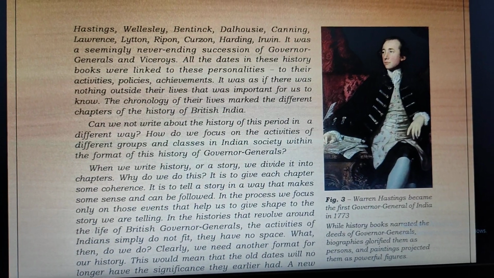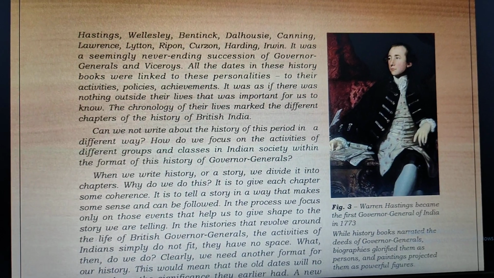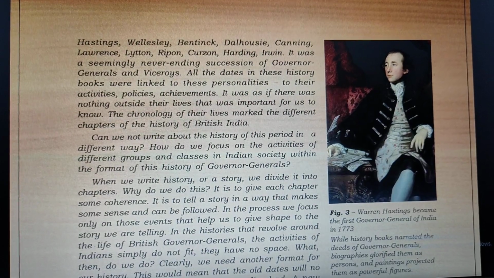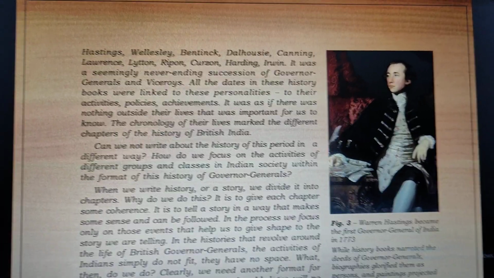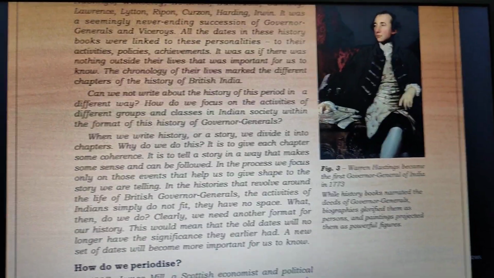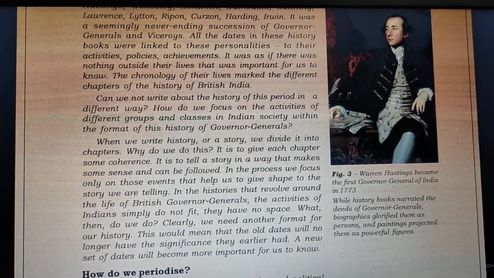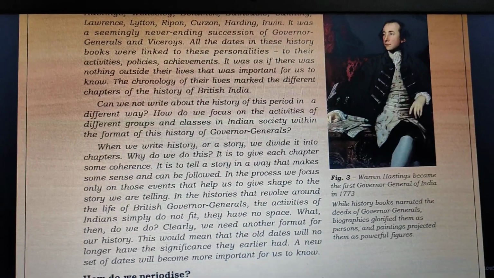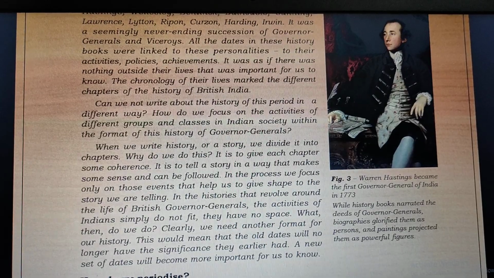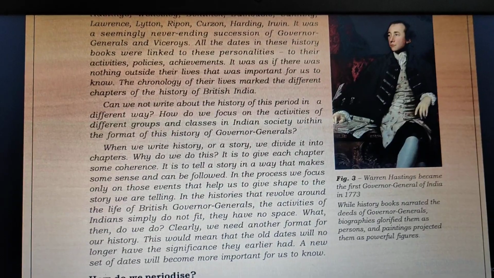Can we not write about the history of this period in a different way? Of course we can write. How do we focus on the activities of different groups and classes in Indian society within the format of the history of governor generals? Means we would consider this time period. We would consider these governor generals were there, these viceroys were there, and we were a part of colonial India. But we can look at this history from a different point of view, from the Indian perspective, Indian society, Indian suffering under these governor generals.